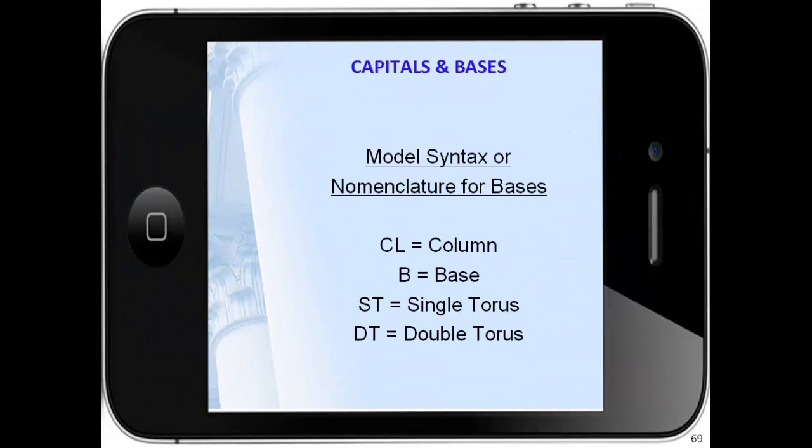Again, syntax or nomenclature for the bases. The CL stands for column, the B stands for base, the ST stands for single torus, and the DT stands for double torus. So the CLBST is the column base with the single torus. The CLBDT is column base with the double torus.